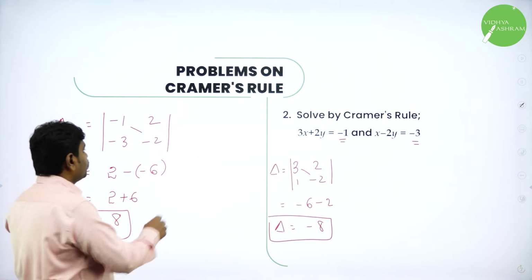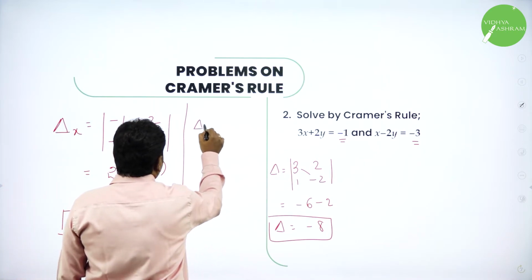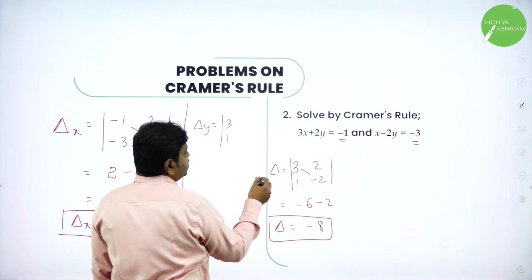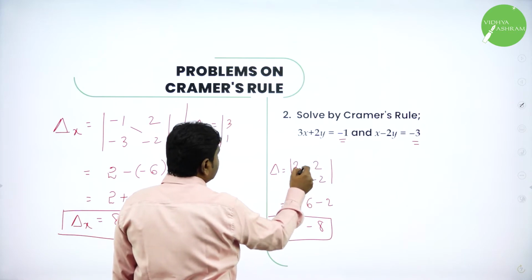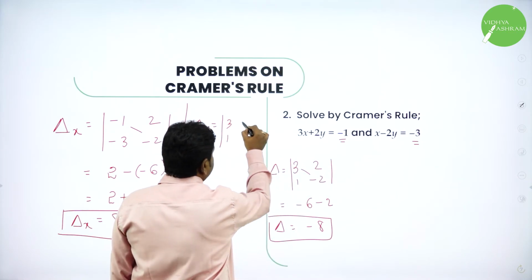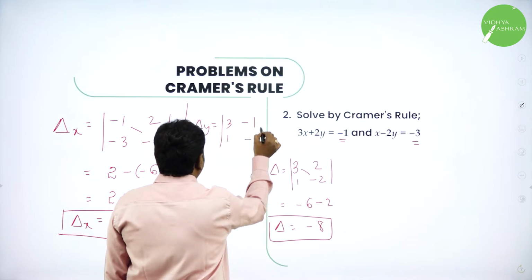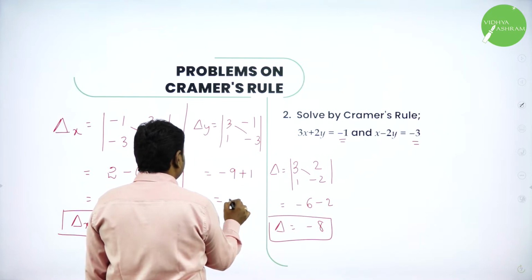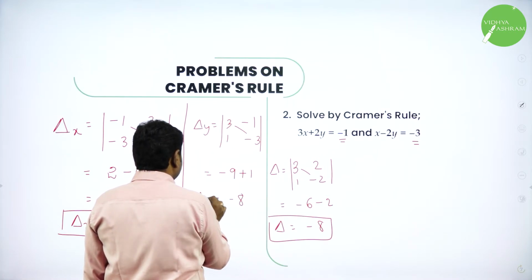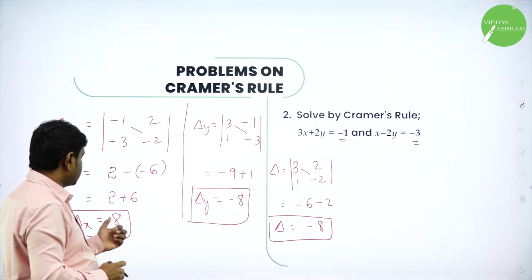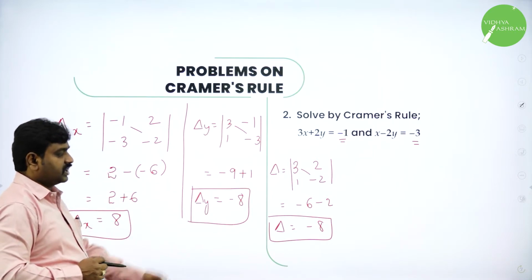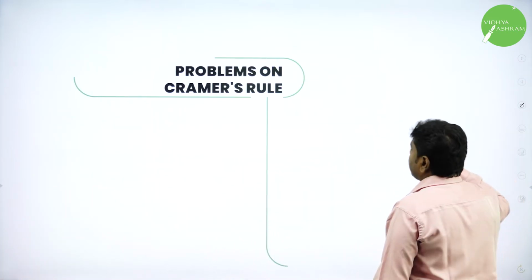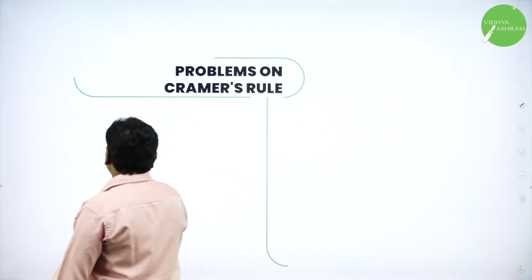Now find delta y. How to find delta y? For delta y, the first column of delta, 3 and 1, let it be. Replace the second column, that is 2 and minus 2, by the constants, that is minus 1 and minus 3. Now expand this, it will become minus 9 plus 1, minus 8. So now you got delta y also. Delta x is 8, delta y is minus 8, delta is minus 8. So now substitute them.